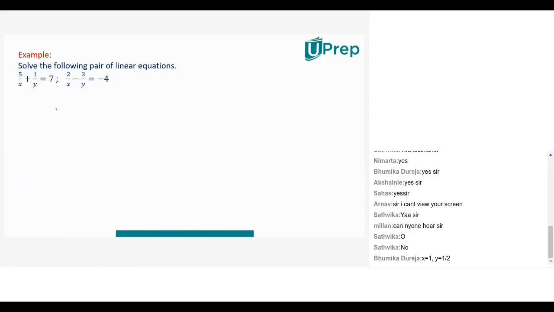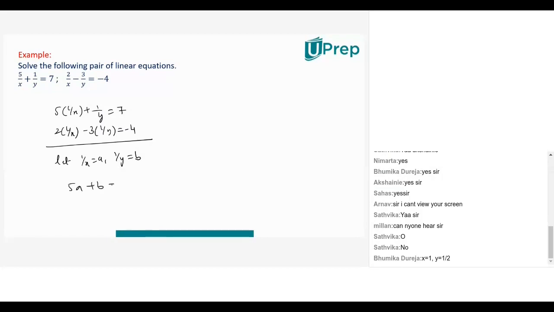Let's solve using cross multiplication. I'm writing this as 5 into 1 by x plus 1 by y equal to 7, and 2 into 1 by x minus 3 into 1 by y equal to minus 4. So let 1 by x be a and 1 by y be b. So this becomes 5a plus b equal to 7. Okay, sorry, I'll write that here.